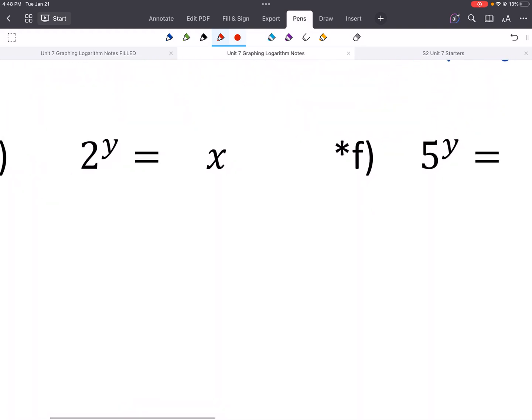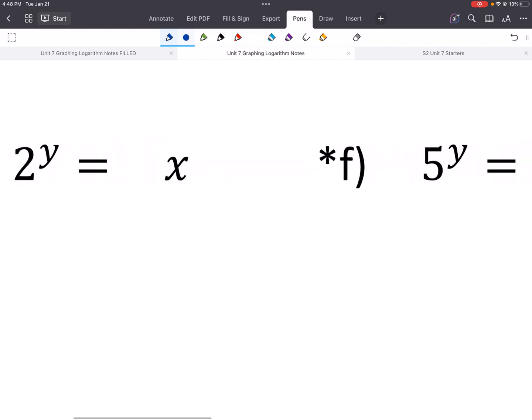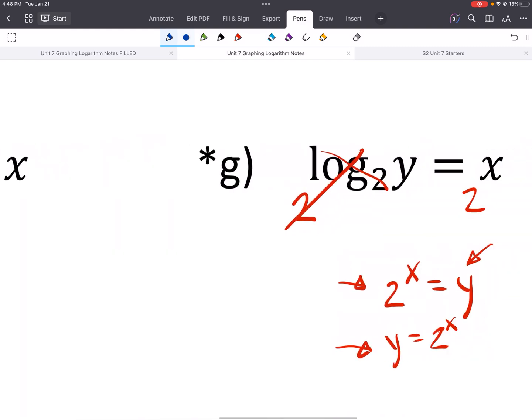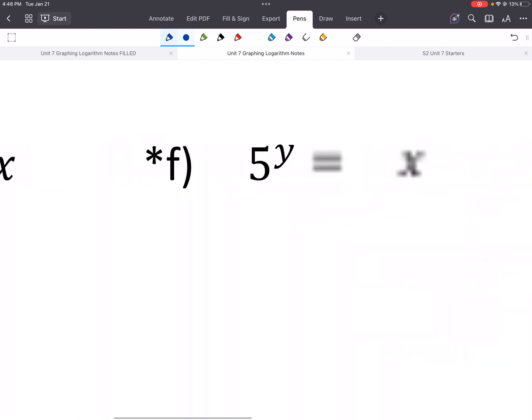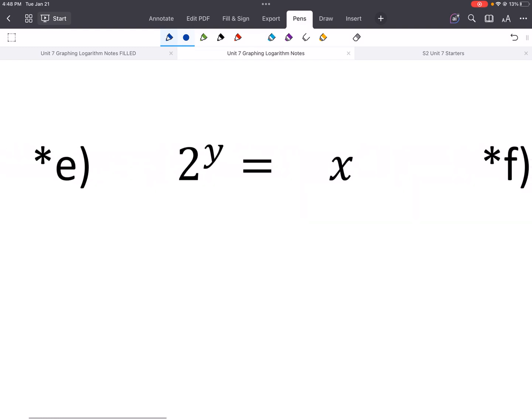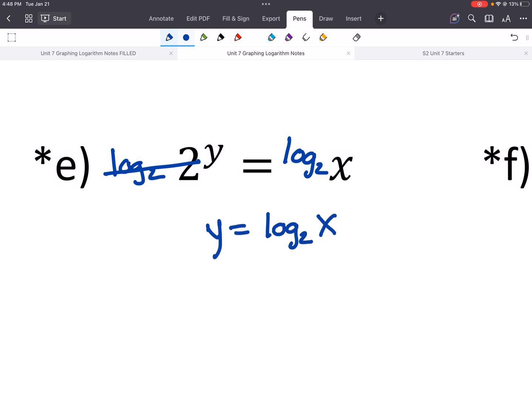What if I give you an exponential form, and we want to switch it to logarithmic form? Okay, so again, the opposite: if the opposite of a log base 2 is a base of 2, then the opposite of base 2 would be log base 2. And we'd have to do it to both sides. Again, log base 2 and base 2 are opposites, they cancel. So we would get y equals log base 2 of x.